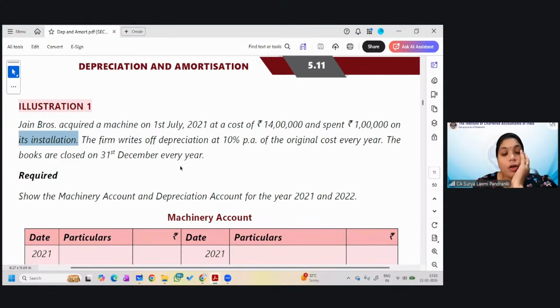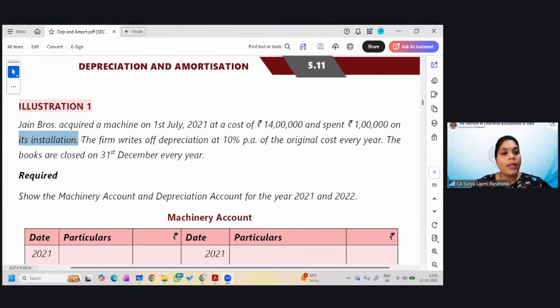Should we add this to the cost of the asset? Yes or no? Is installation part of your asset cost? Yes or no? Yes. Okay. Everybody is saying yes. Anyone who says no? Okay, great. Very good. Now you all are clear then.